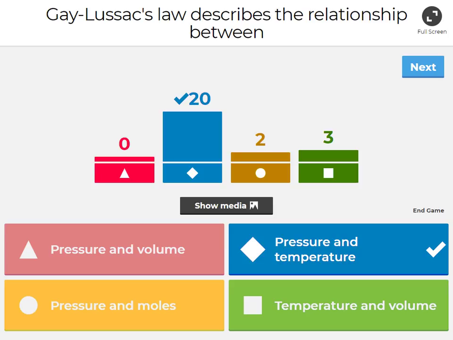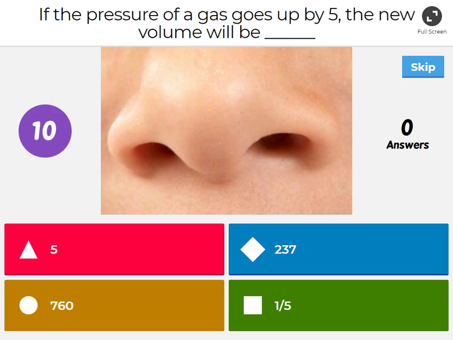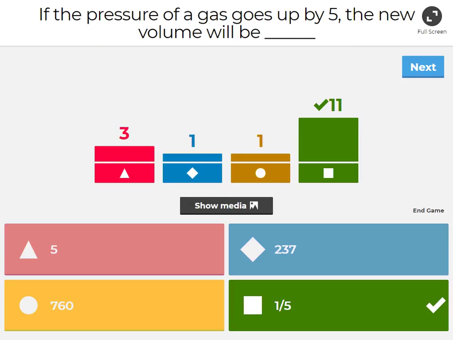That's basic memorization. So if you don't have it memorized, you'll have about a couple minutes after this to look over your folder if you need to. If the pressure of a gas goes up by 5, the new volume will be... Okay, so you were looking for numbers to do math, but you had 10 seconds, so you just think of relationships. The pressure goes up by 5.